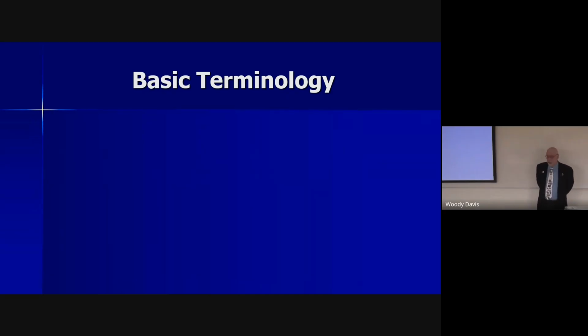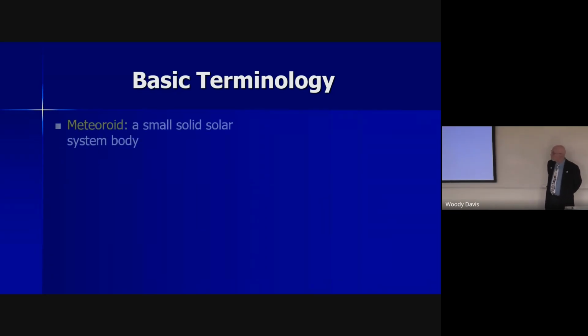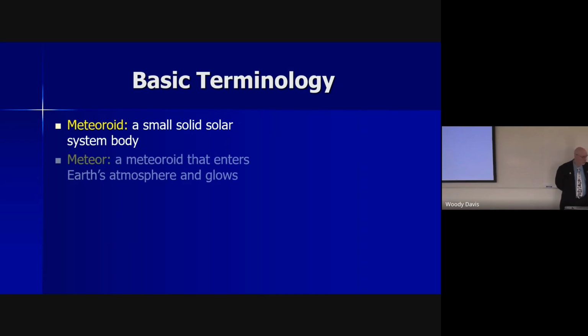I'm going to cover some basic terminology, some basics of meteoritics, the study of meteorites. So a meteoroid is a small solar system body, something like an asteroid, but say less than a few meters in size. A meteor, of course, is a meteoroid that enters the Earth's atmosphere and glows. People like to call them falling stars or shooting stars, but meteor is the correct term. And of course, if you have bright ones, they can be called fireballs or bolides and that sort of thing.